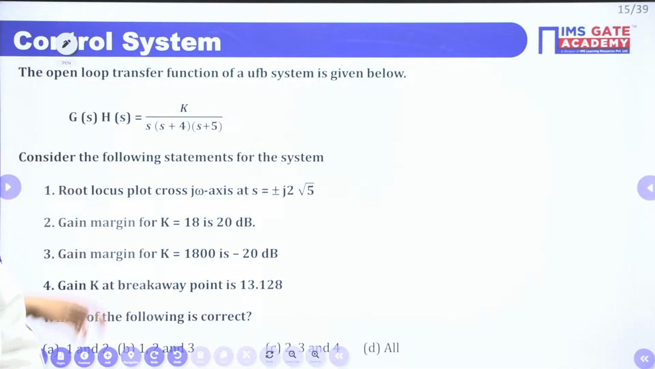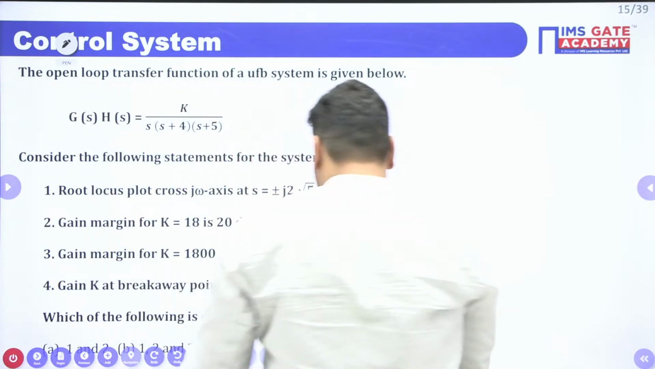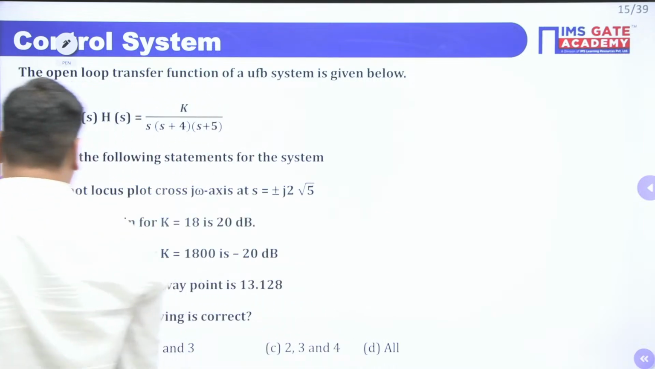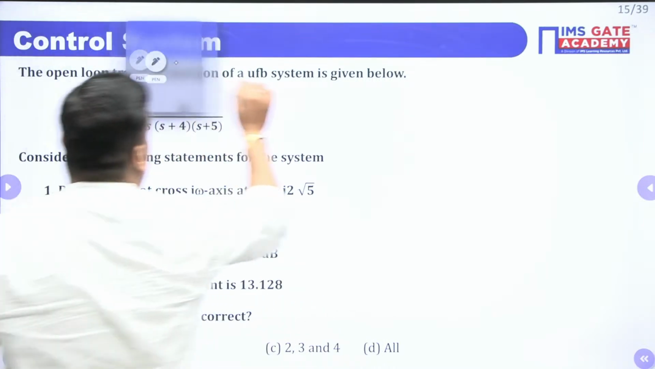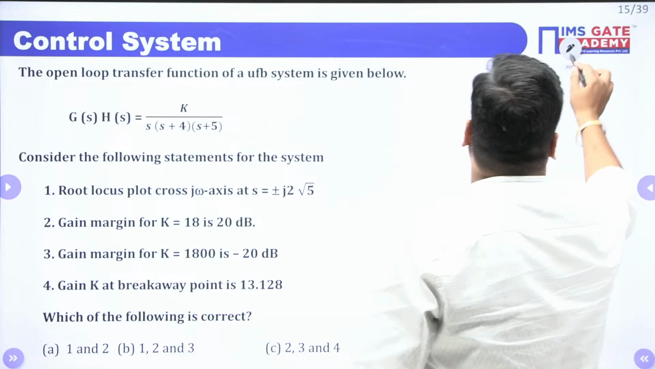This is also a good question, guys. You need to tell me how to solve this. First of all, just place the poles and zero locations. Very good root locus question. After that, we will start the Nyquist plot problems also.